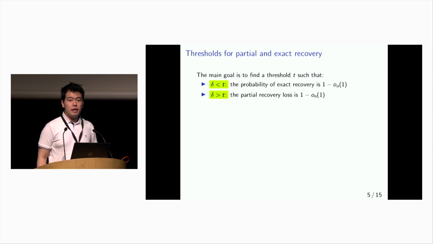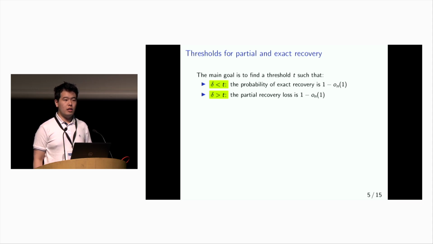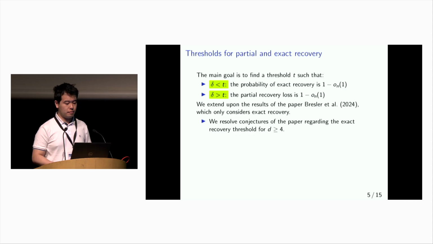And so the main goal of this work is to find a threshold T such that when delta is less than the threshold, the probability of exact recovery is approximately 1, so we can always recover all of the hyperedges. Whereas when delta is greater than the threshold, the partial recovery loss is approximately 1, so we cannot recover any positive fraction of the hyperedges.